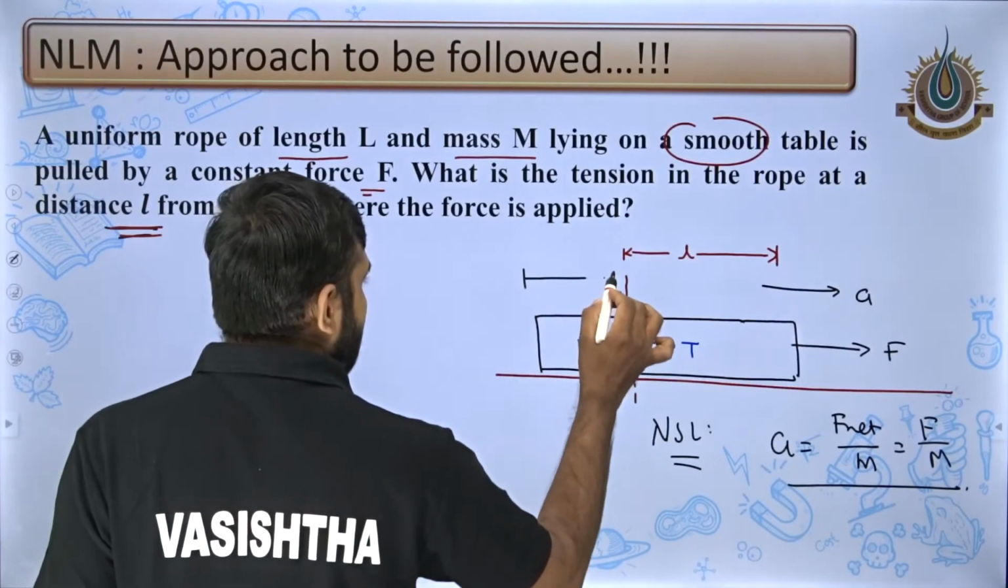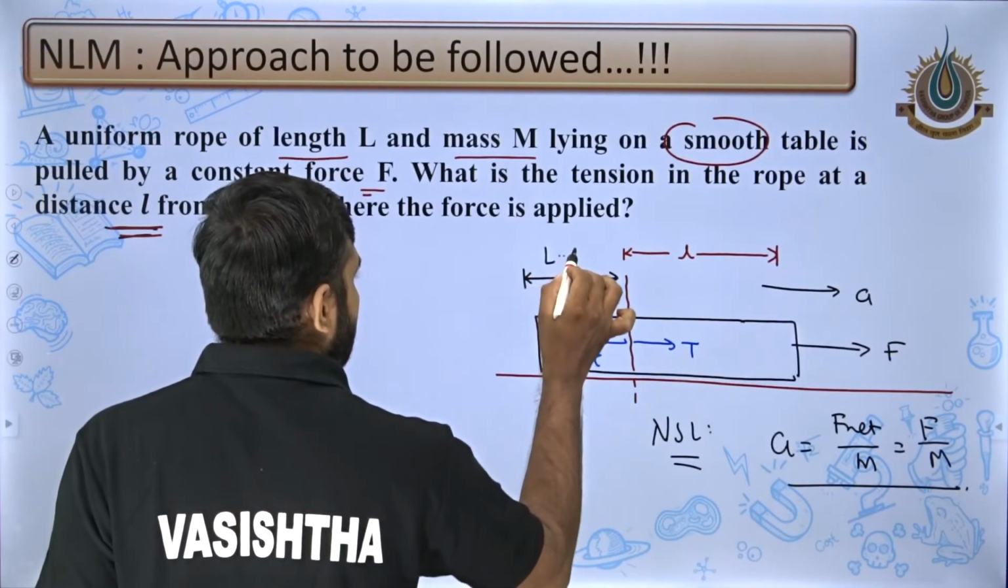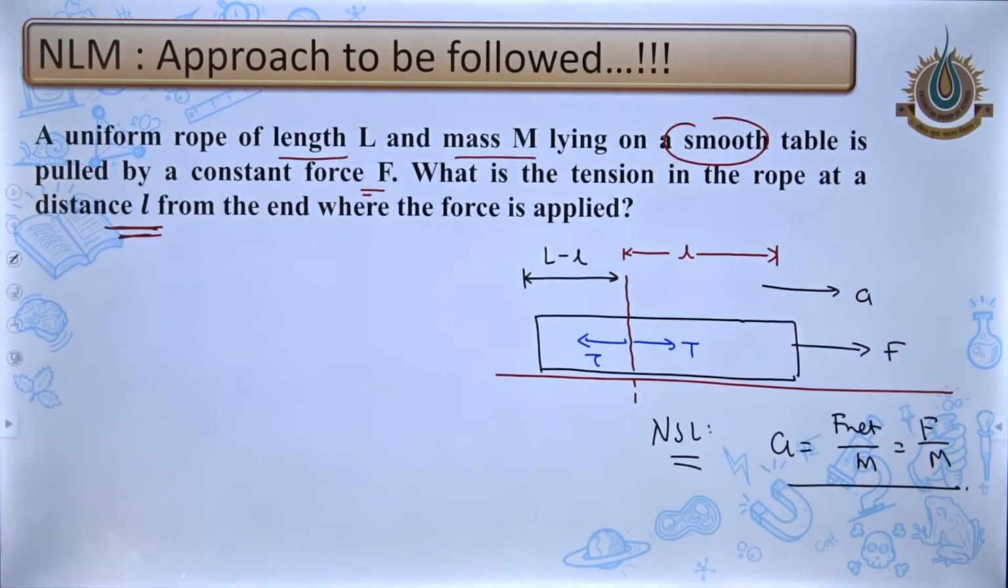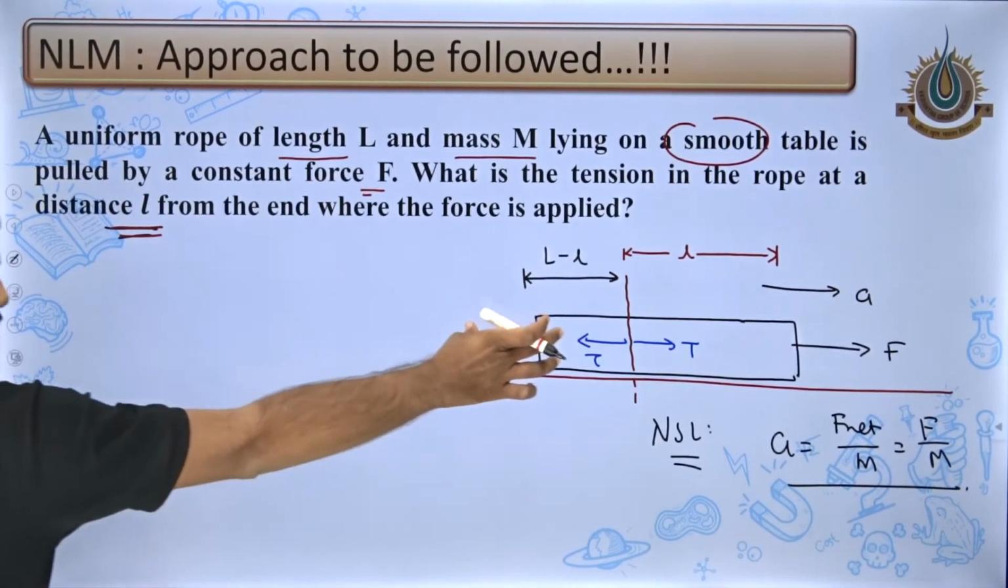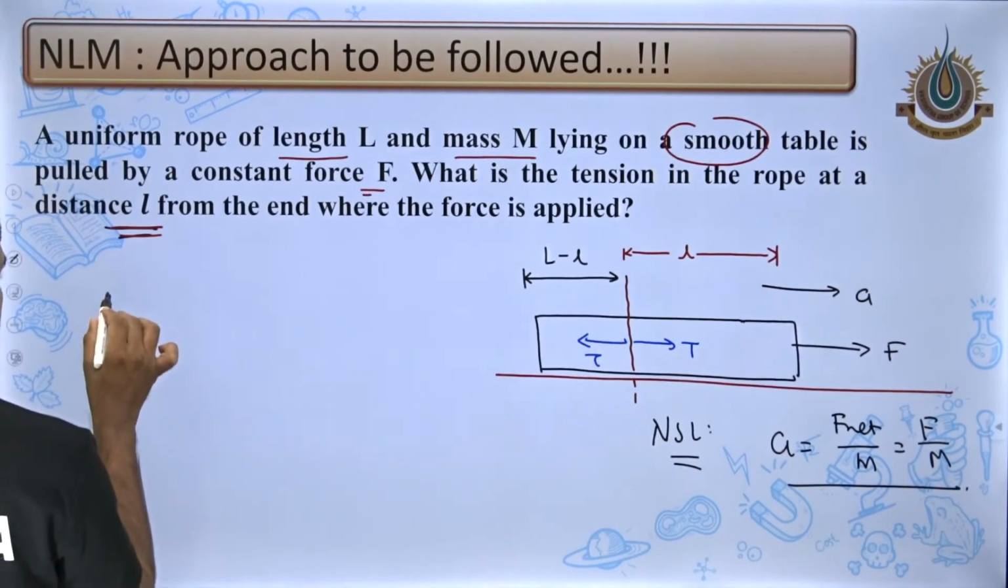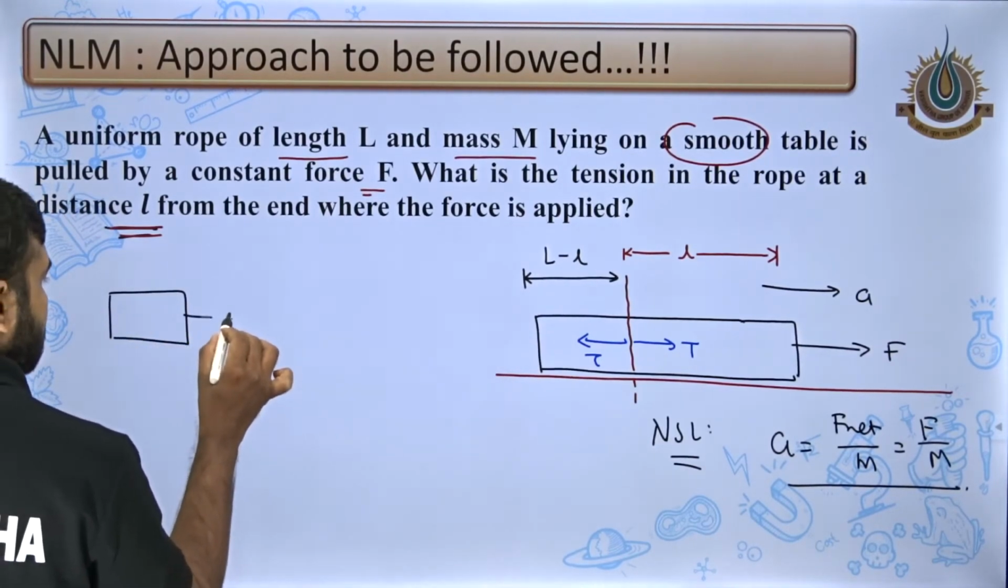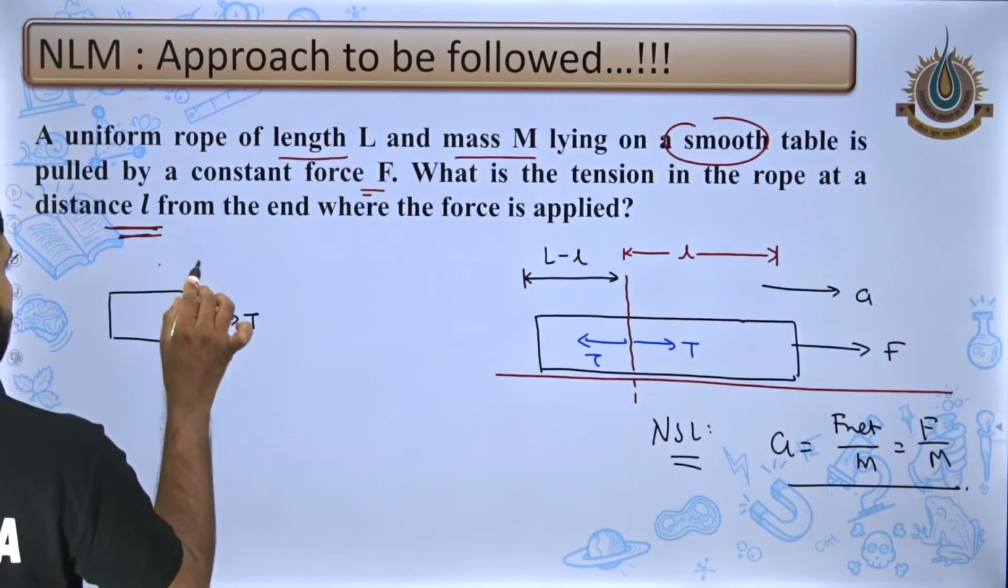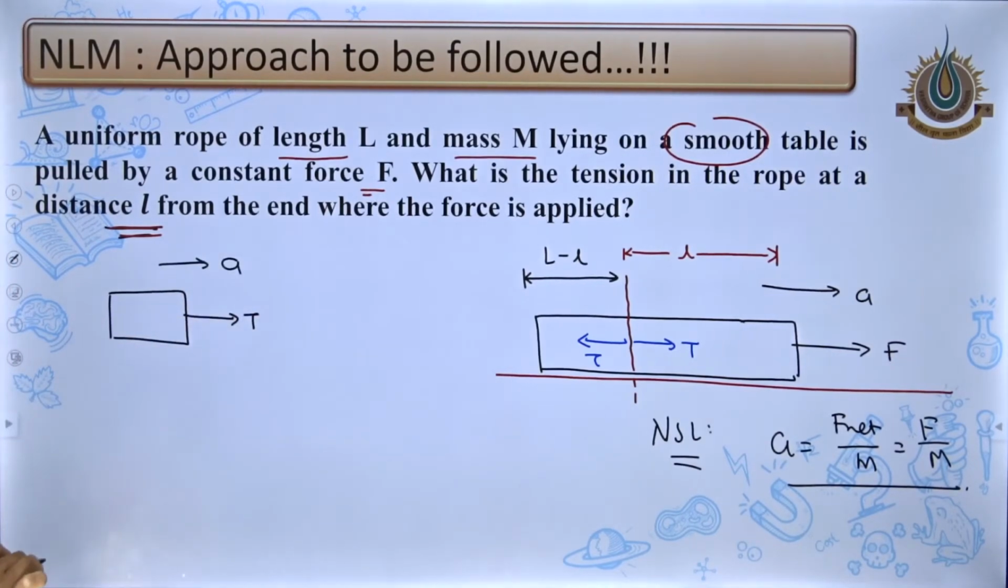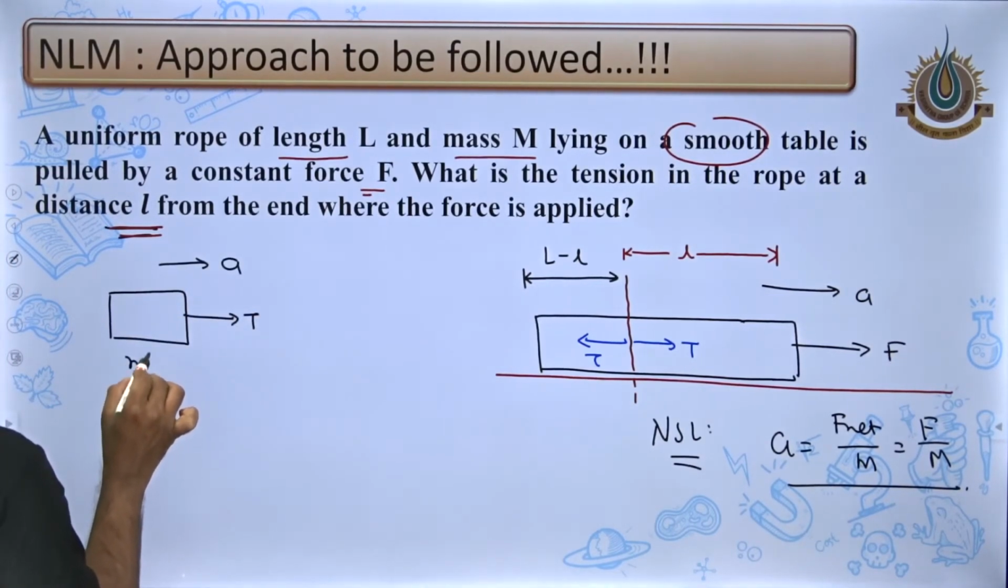तो ये remaining कितनी हो जाएगी? L minus L. What is the remaining one? L minus L. So you just draw this portion only. So इतने portion को draw करो. उसको कौन सा force pull कर रहा है? T. With what acceleration? A. Okay. उसका mass आपको supposed to be m dash है.